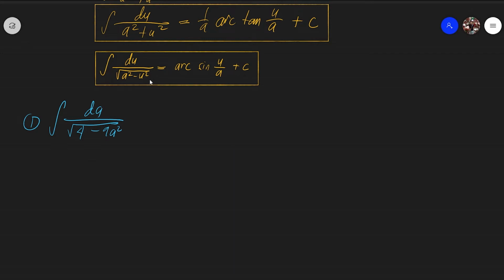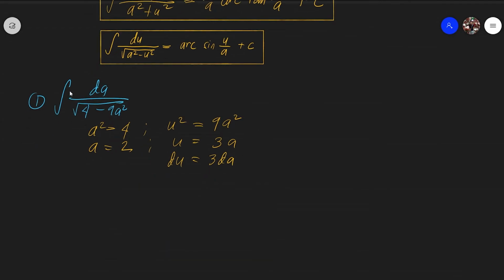Your a squared is actually equal to 4, therefore your a is equal to 2. The next one is your u squared, and your u squared here is 9a squared. If you get the value of your u, you'll have 3a. And if you get the value of du, your du will be 3dA. So, you have 3dA.